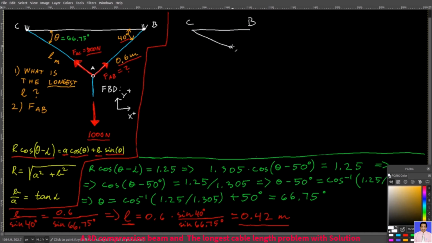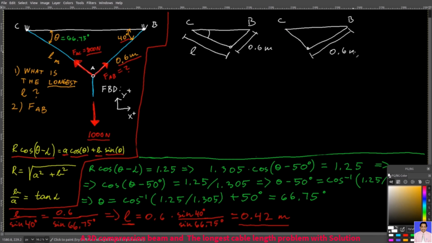However, what if you have another angle, a smaller angle? Well, then your length here will be bigger. In both cases, this one is 0.6 meters, and this one is 40 degrees, and here as well, 40 degrees. That's fixed. But here, you have 66.75 degrees, so you have L1. But if you have a smaller angle, then you would have L2, and your L2 would be bigger than L1. Well, let's see if there is another angle for our situation.